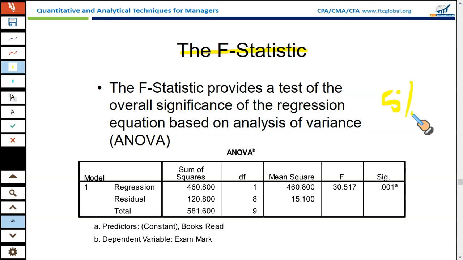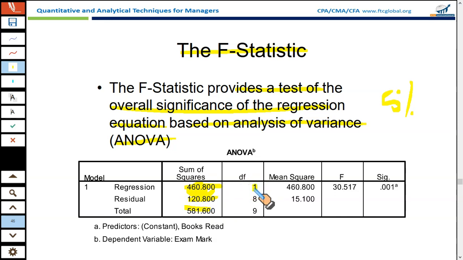Let us discuss these two in detail from the table below. The F statistic provides a test of the overall significance of the regression equation based on the analysis of variance, ANOVA. Okay, so here we go. This is ESS, the explained sum of squares. This is the variability in the dependent variable, our exam mark, explained by the model. Then residuals, the unexplained sum of squares. This is the variability not explained by the model, and the total of these two is this.